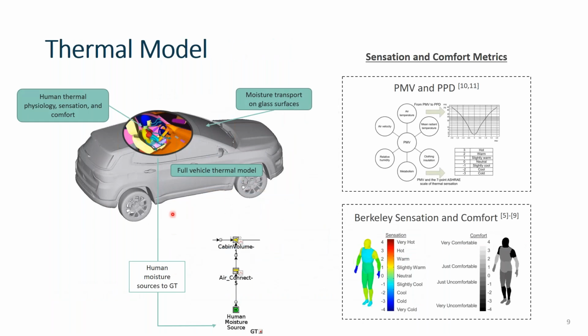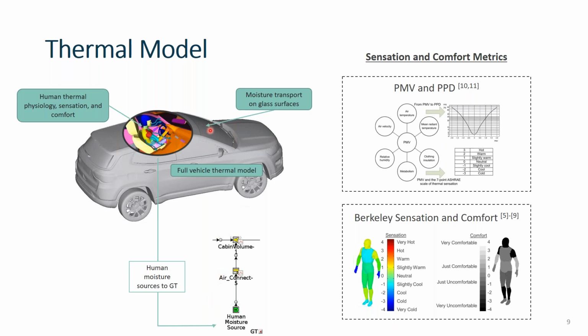In terms of the thermal model, we do have a full vehicle thermal model. We have a single occupant in our vehicle, so we're using the human thermal modeling extension. We're solving for the physiological response of our occupant as well as sensation and comfort. Again, we're using the outputs from our human thermal modeling extension to calculate a human moisture source, and we're supplying that to our 1D cabin volume.